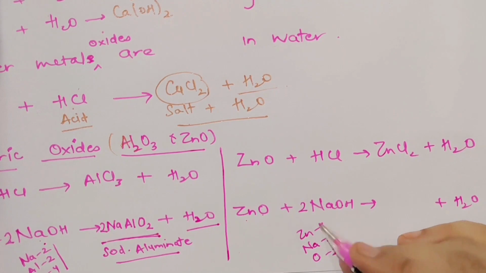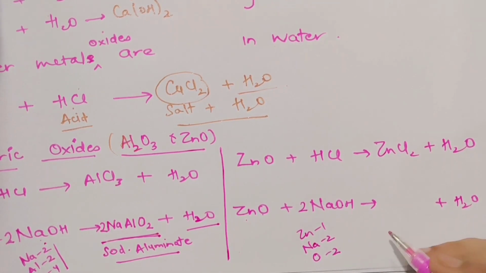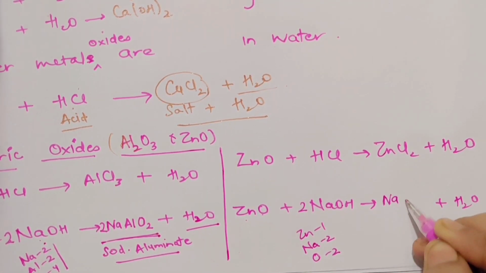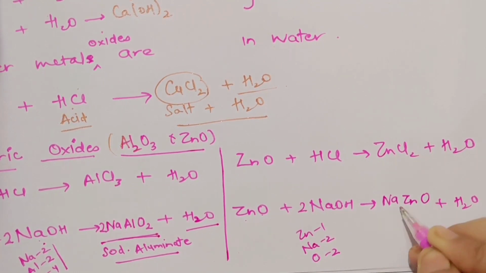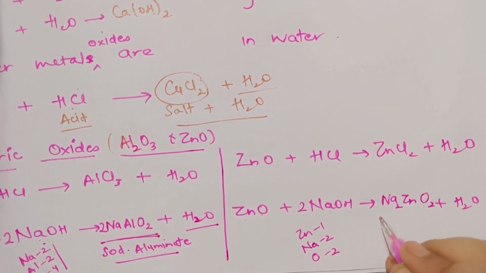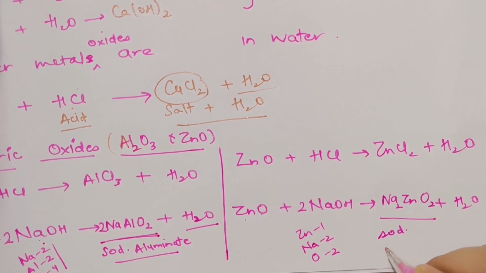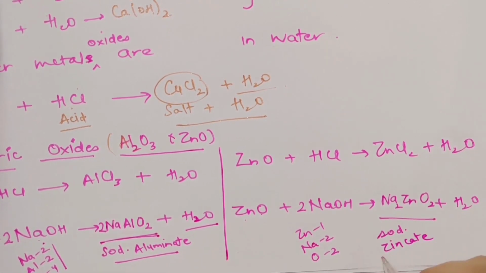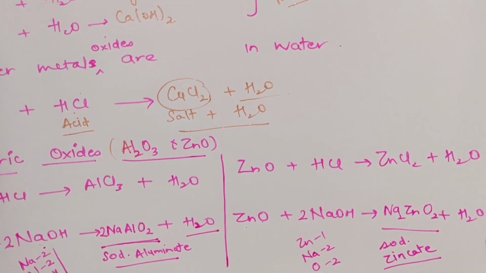Okay, we will arrange these elements going from most metallic to least metallic. 2 sodium, 1 zinc, and 2 oxygen. Here you go. This is the formula of sodium zincate. All right, now moving on to the next part.